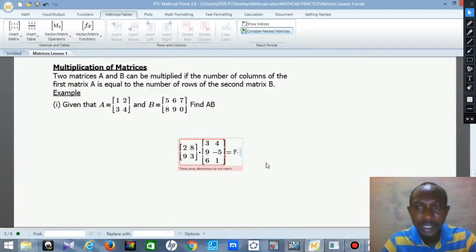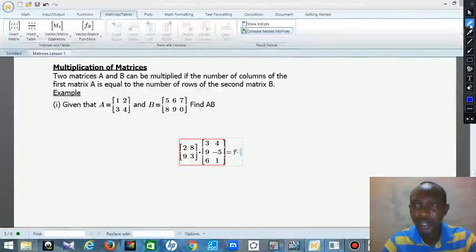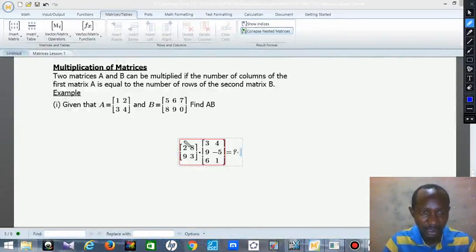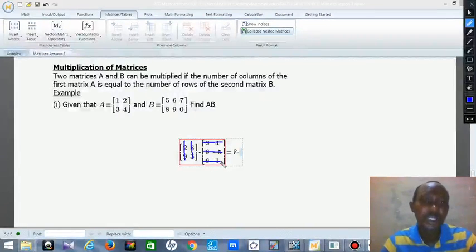And why can't the system solve this? It is because of the condition for multiplication of matrices. It says to check the number of columns of the first matrix. This first matrix has 2 columns, and that must be equal to the number of rows of the second matrix. How many rows do we have in this matrix? 1, 2, 3. So we have 2 columns and 3 rows, so they are not equal.